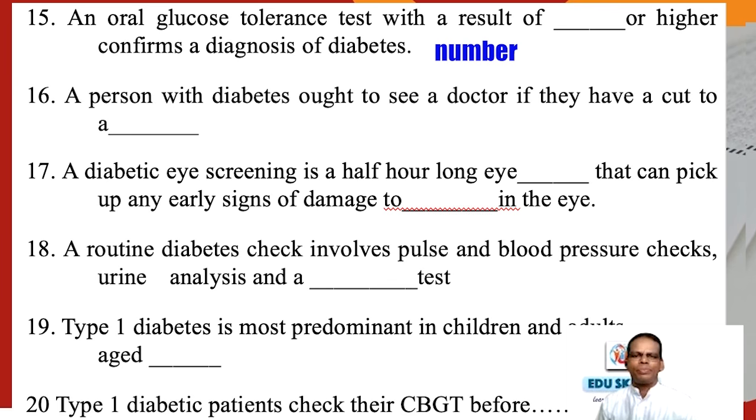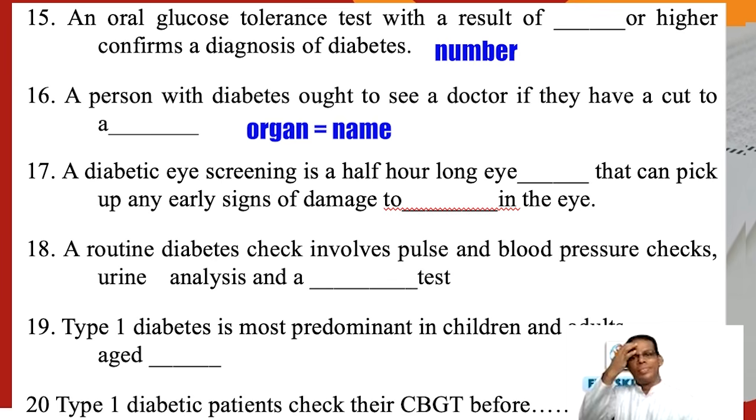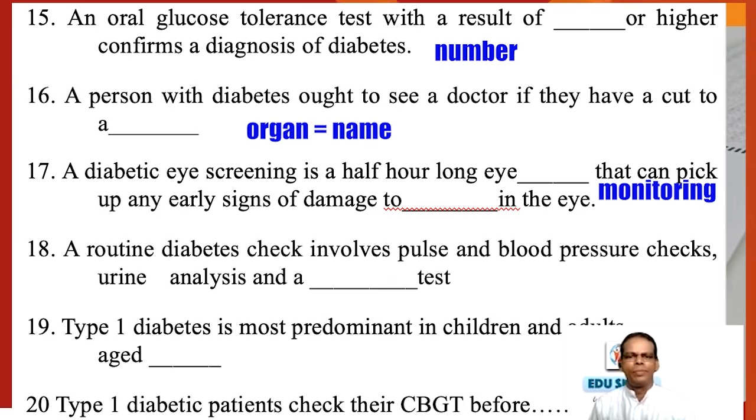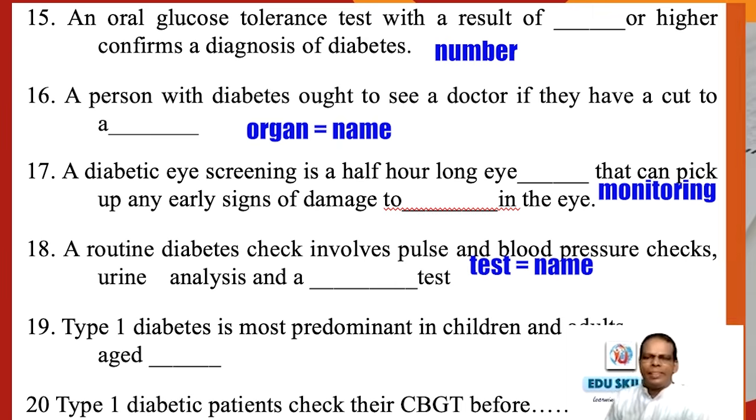Next one. A person with diabetes ought to see a doctor if they have a cut to a dash. Cut to a what? Should it be a cut in the legs, arms, eyes, or head? Then next one. Diabetic eye screening is a half-hour long eye dash that can pick up any early signs of damage to the dash in the eye. Monitoring. A routine diabetes check involves pulse and blood pressure checks, urine analysis, and a dash test. Type 1 diabetes is most predominant in children and adults aged. What is the age number?